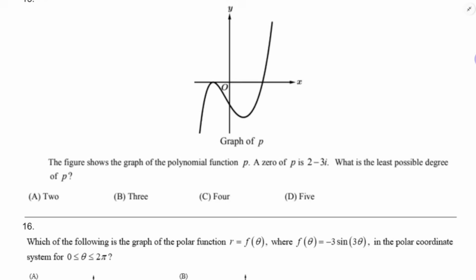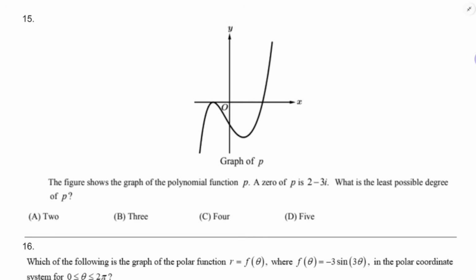Now, this graph shows a polynomial function p. One of the zeros is 2 minus 3i. What's the least possible degree of p? Well, least possible: I know that this right here looks like a double root. It's bouncing, so it's an even multiplicity root. I guess the minimum it could be would be 2. And then I'm going to have a single root right here. So I'm already sitting at degree 3 because I've counted 3 roots.